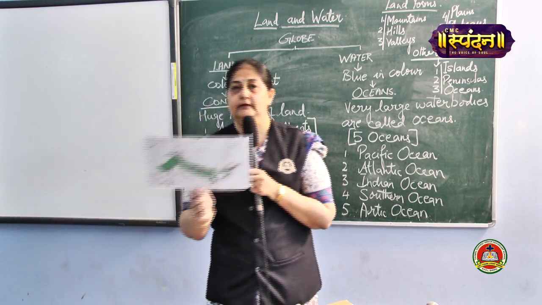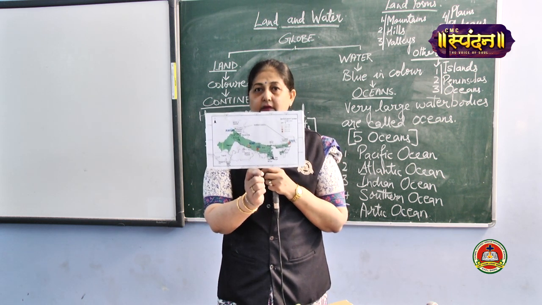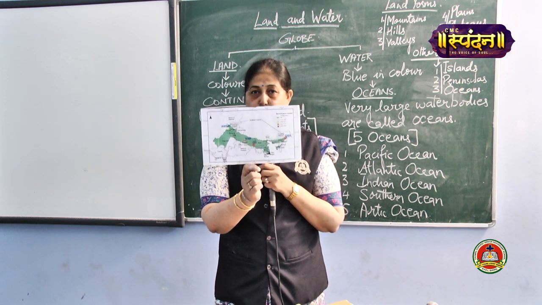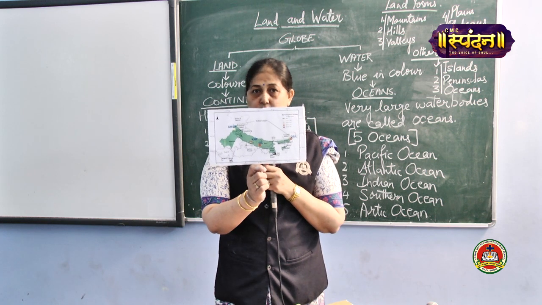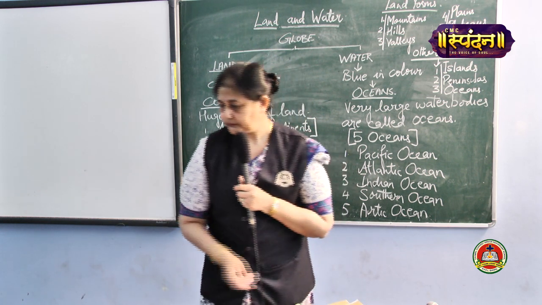Now children, in India, can you see the green portion on this map of India? These are the northern plains. Northern plains are shown like this. From one end to the other, these are the northern plains. Right?